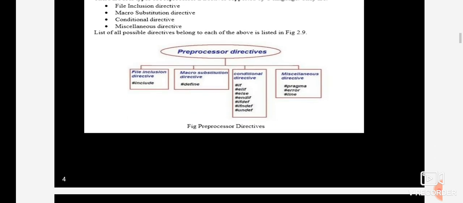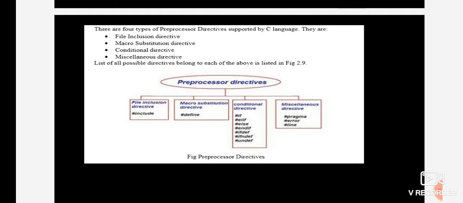The C program moves on to the preprocessor directives, then the compiler, then the linker, and finally it becomes executable code. There are four types of preprocessor directives supported by the C language. They are: the first one is the file inclusion directive, the second is the macro substitution directive, the third is the conditional directive, and the fourth is the miscellaneous directive. The list of all possible directives belonging to each of the above is shown in the following figure.